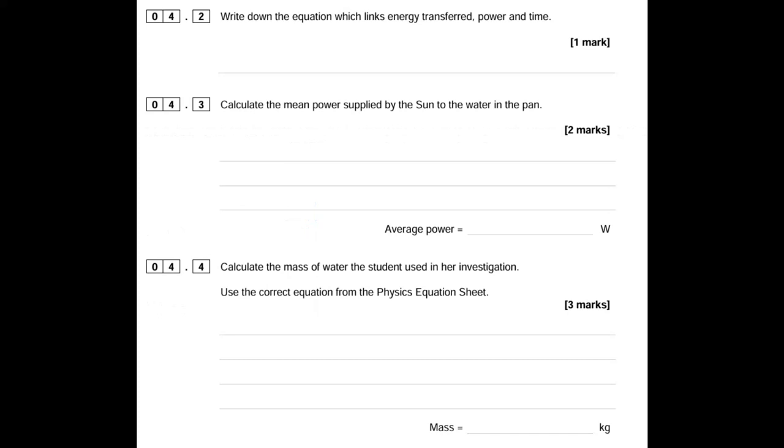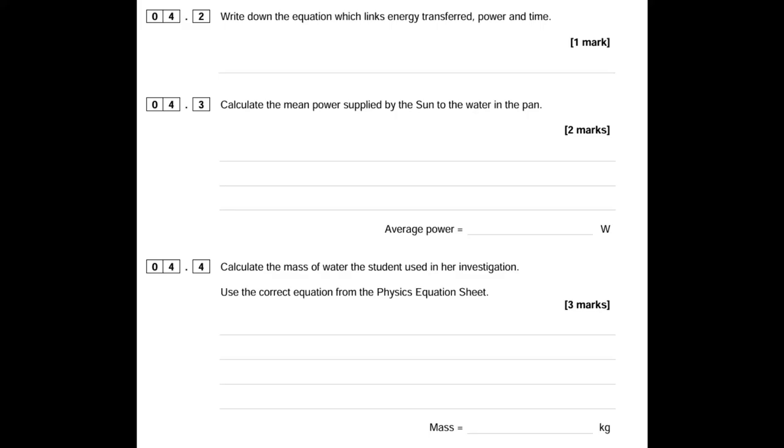Next up, 4.2, 4.3, and 4.4 is like a massive chunk of maths questions, with it starting with you asked to write down the equation which links energy transferred, power, and time, calculate the mean power supplied by the sun to the water in the pan, and calculate the mass of the water the student used in her investigation. Use the correct equation from the physics equation sheet.